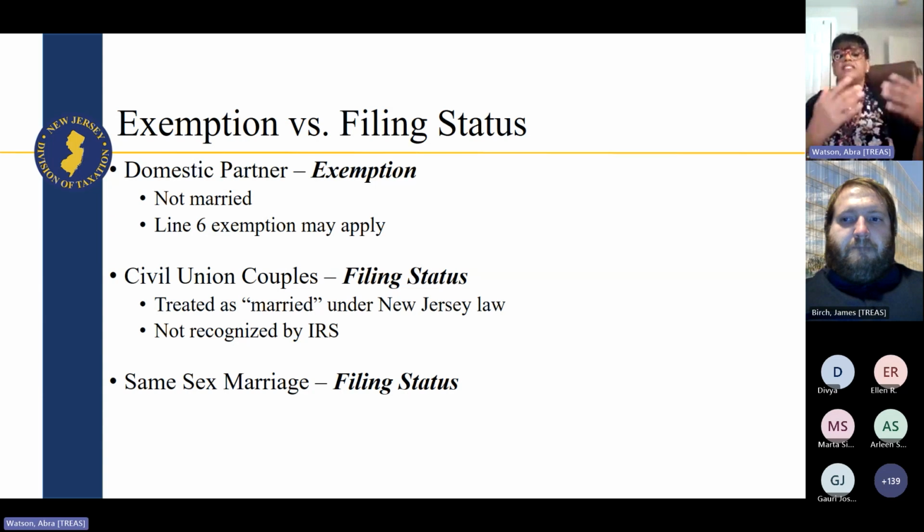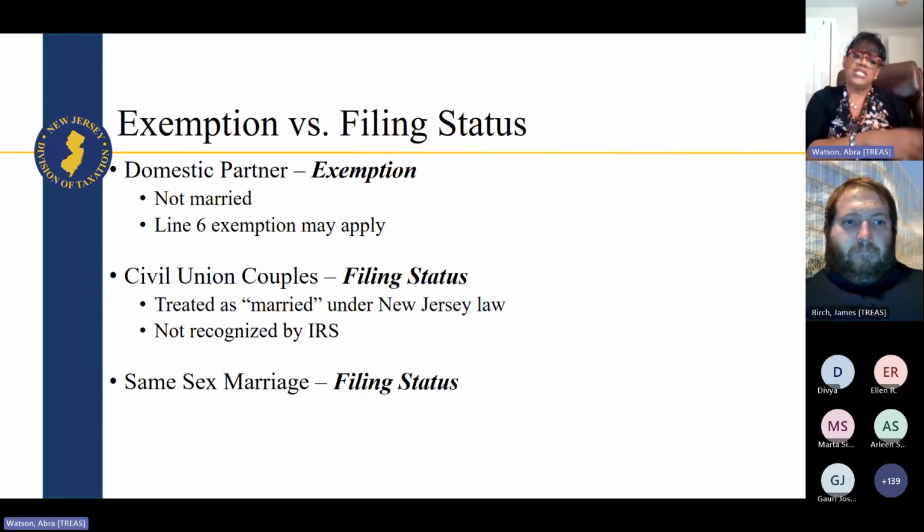Same-sex marriage is exactly that. They're either married filing joint or married filing separately, unless they meet that special condition where they can be considered head of household. So civil union couples and same-sex marriages are considered married filing statuses under New Jersey law, and they're either choosing joint or separate, depending on their preference, unless they meet the special condition to be considered head of household.